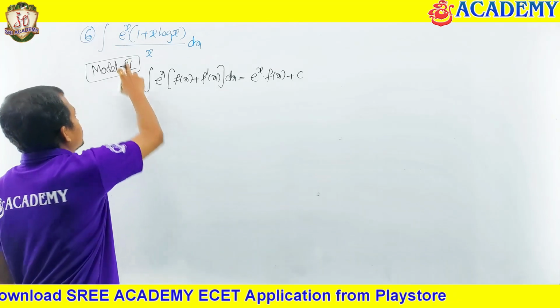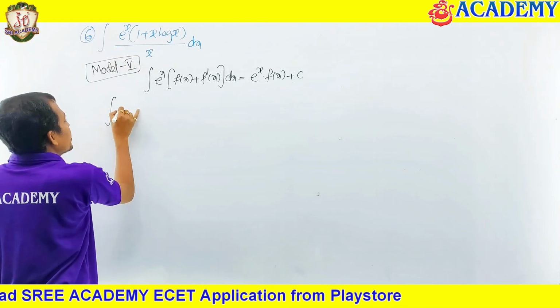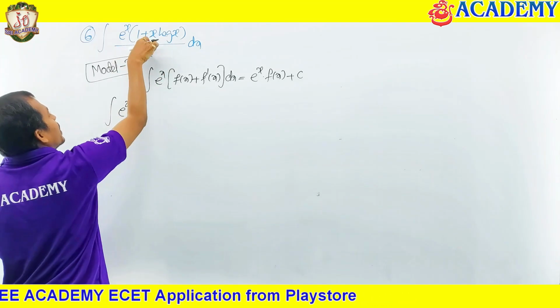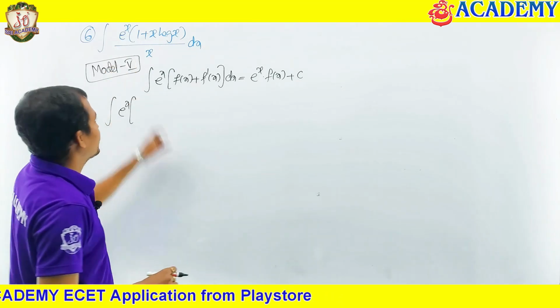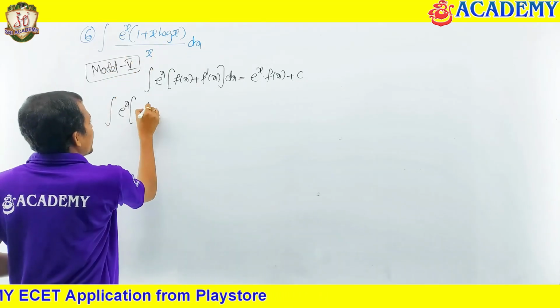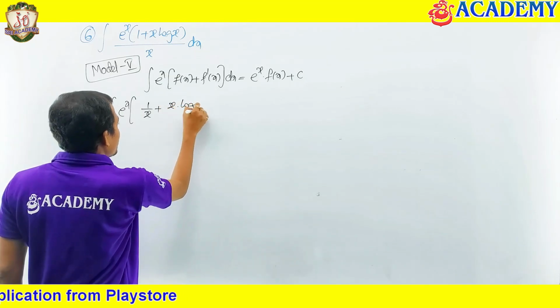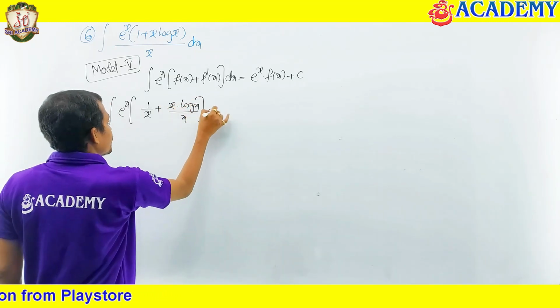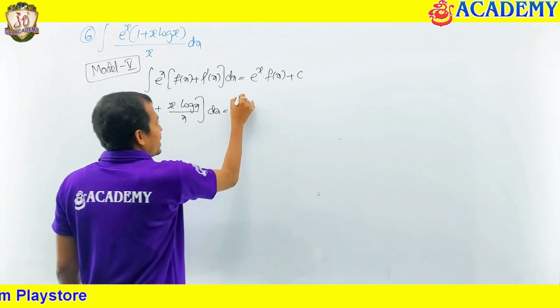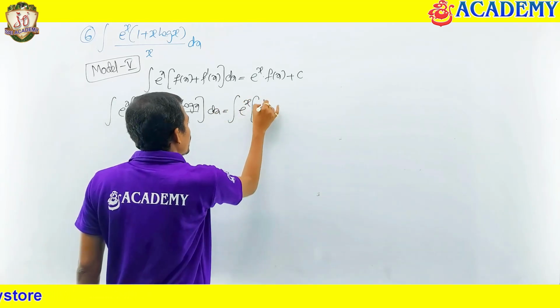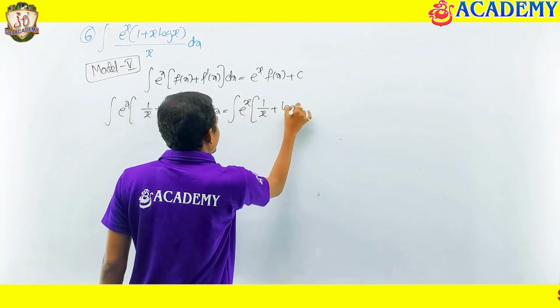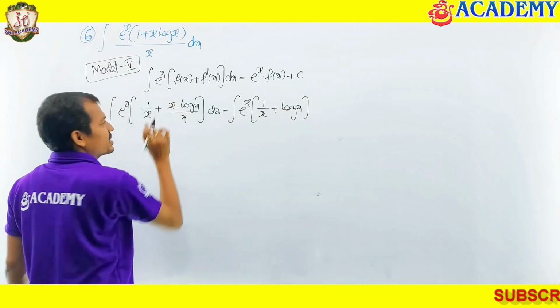Now with that I am modifying, that is e power x outside. I am separating the denominator for the numerator function: 1 by x plus x into log x by x. That is nothing but integral of e power x into 1 by x plus log x. Why? Because x cancels.